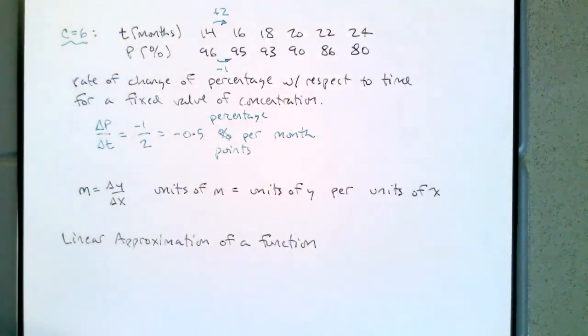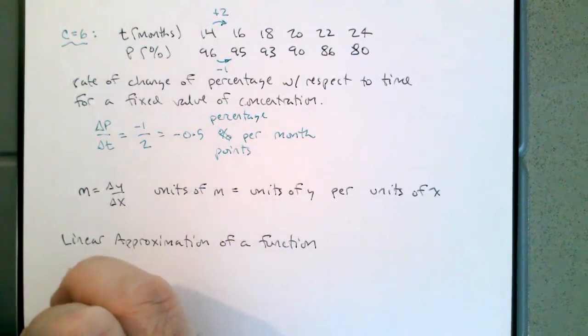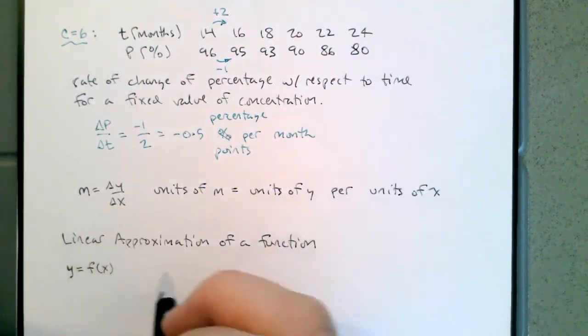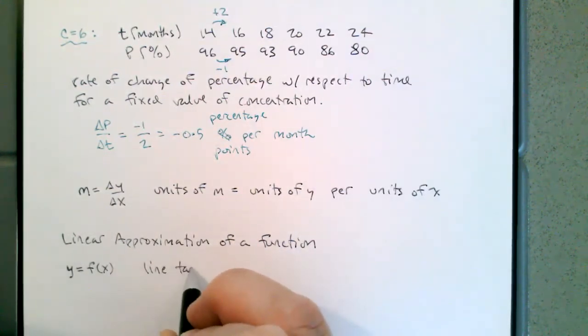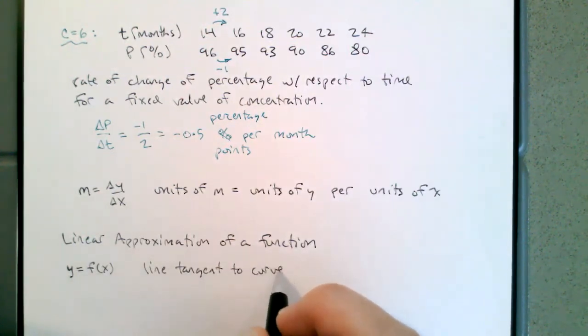So in both cases, we're looking for a linear approximation of the function. If we have a function of one variable, we want to find the line tangent to the curve at a given point.